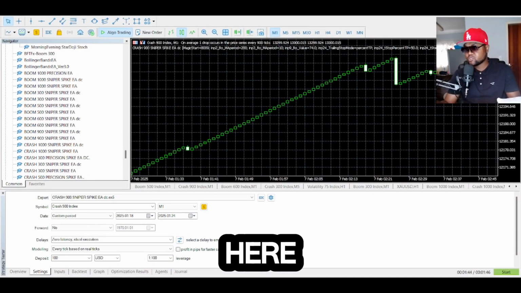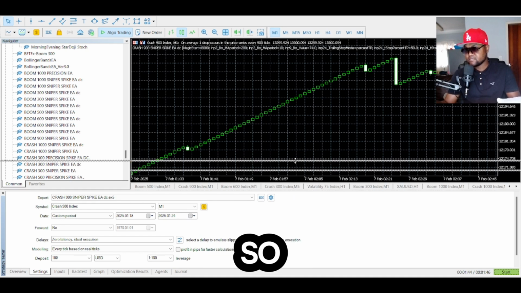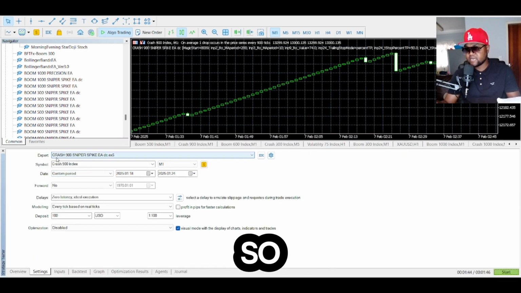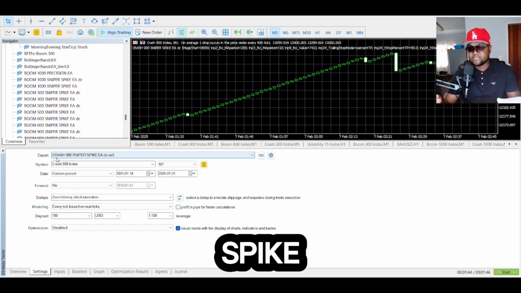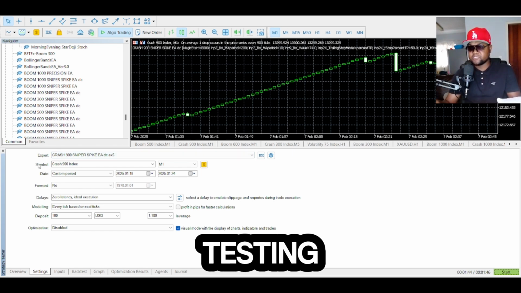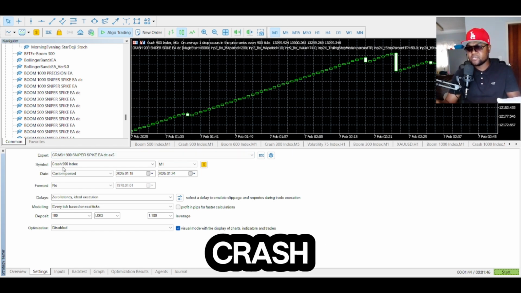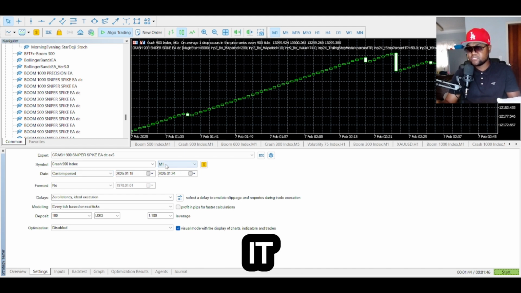So what we have here, let me just increase this so that we can see nicely. We have our trading robot, which is the Crash. We're going to start with these EAs. They're separate. We have Crash 900 Spike, Sniper Spike EA. We're going to start with that one and test it. The symbol is going to be Crash 900 and we'll test it on the 1 minute time frame.